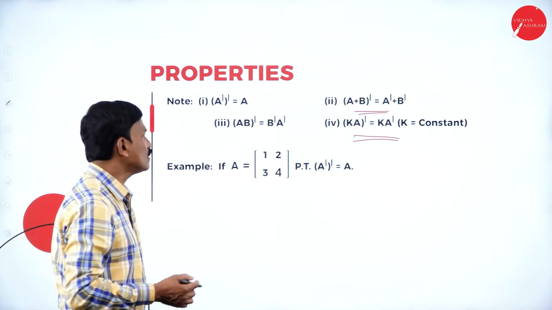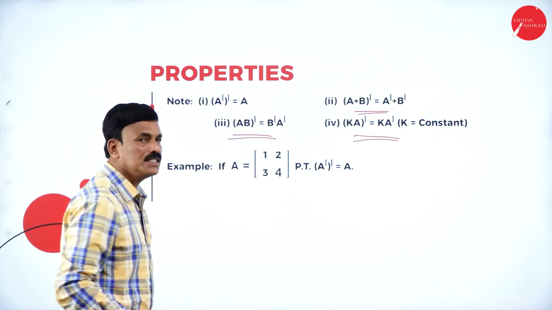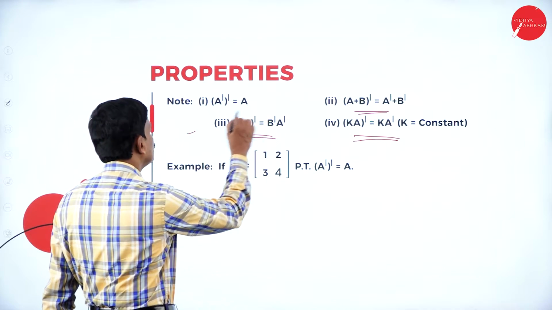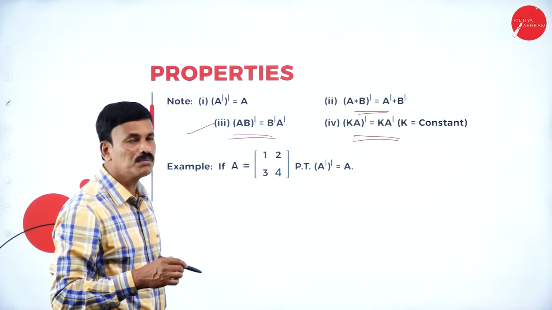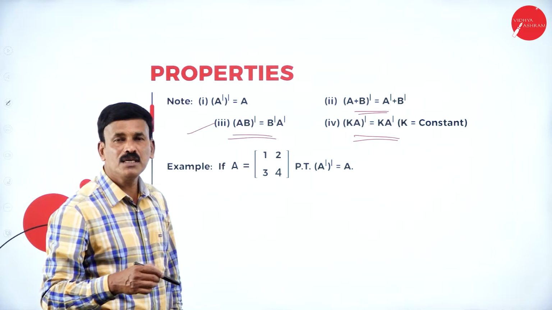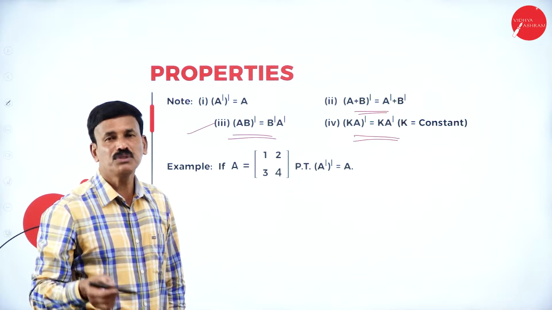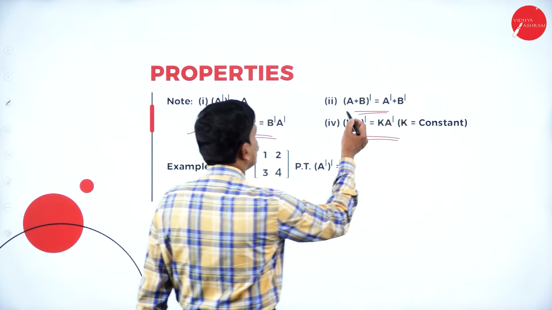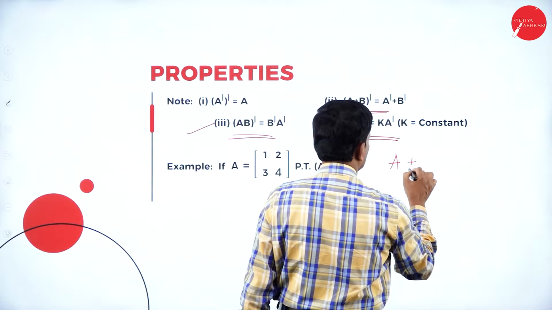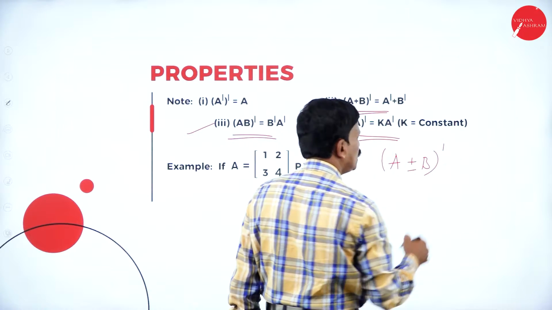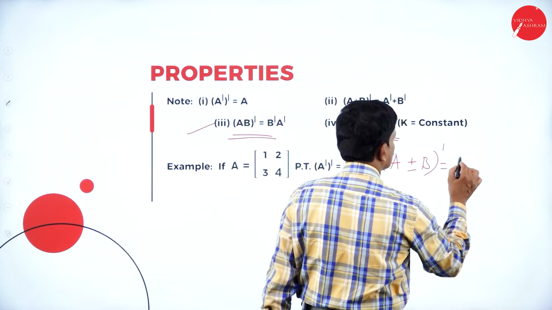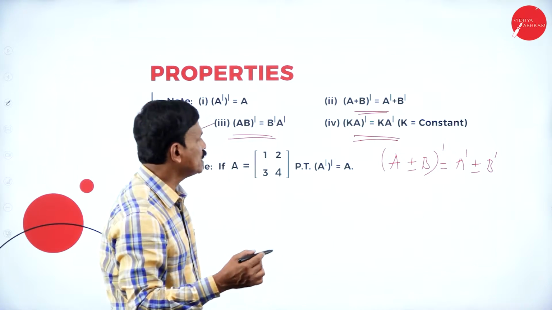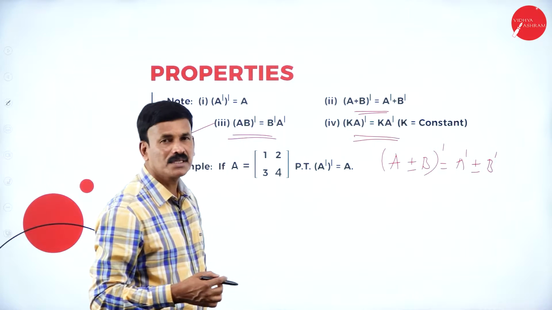Now one more property, that is (AB) whole dash is equal to B dash A dash. This is called the reversal law of transpose. If you multiply AB and transpose it, (AB) whole dash is always equal to B dash into A dash. That is called the reversal law of transpose. Whereas if you add or subtract, (A plus or minus B) whole dash is always equal to A dash plus or minus B dash. If it is plus, A dash plus B dash; if it is minus, A dash minus B dash.